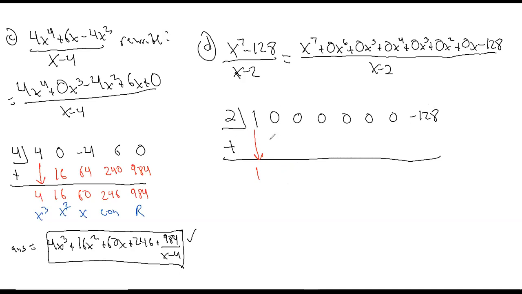That's where we're adding things. It goes here. 0 plus 2 is 2. Multiply. 2 times 2 is 4. Goes here. 0 plus 4 is 4. Multiply. 4 times 2 is 8. 0 plus 8 is 8. Multiply. 8 times 2 is 16.